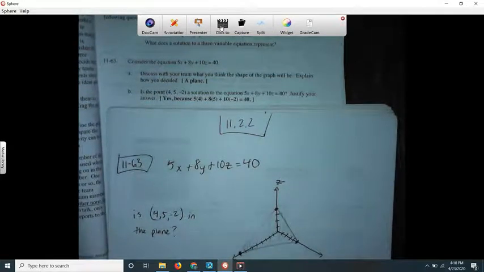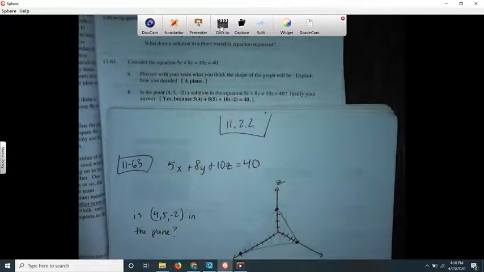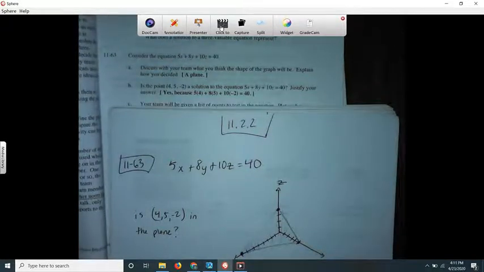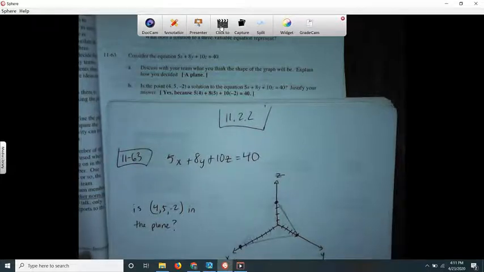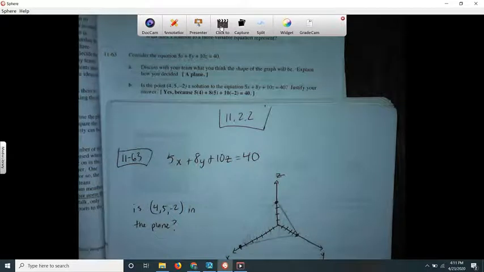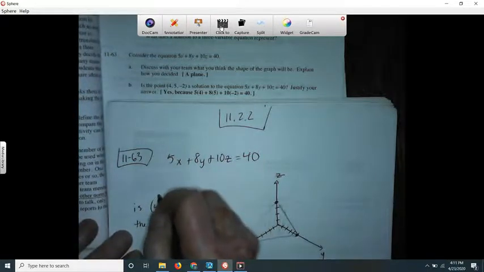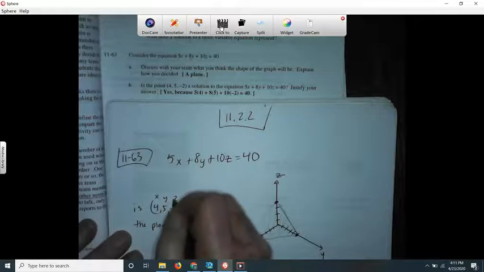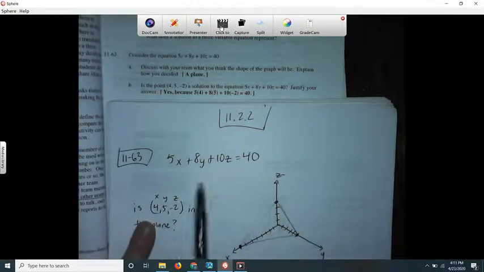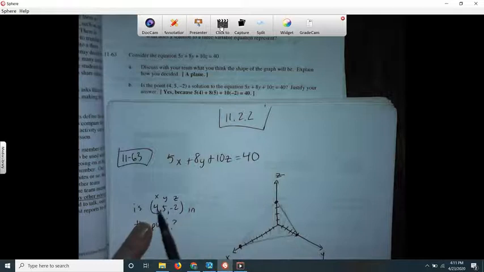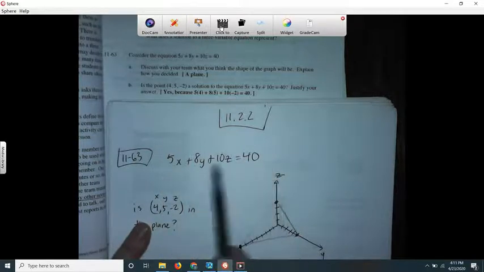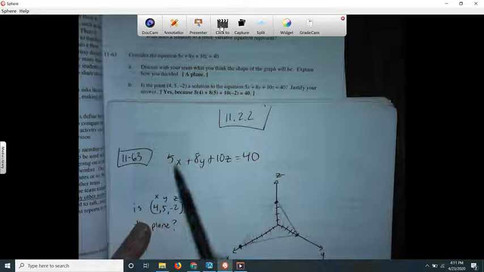Letter B says, is the point (4, 5, -2) a solution? With the little e-tool that you can click on, you'd be able to see exactly where it is on the graph. But I think we all know that these are the x, the y, and the z coordinates. So if I plug these in for x, y, and z, it should make the equation true. And then we can check, well, does it?